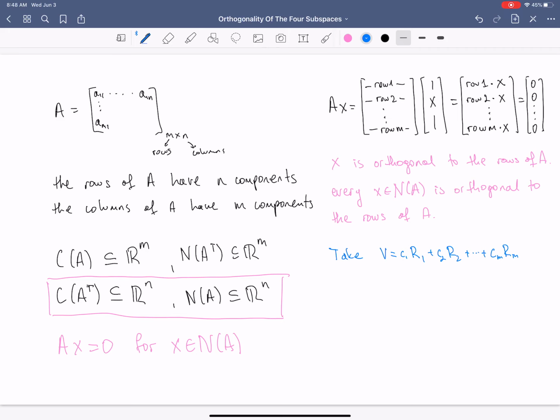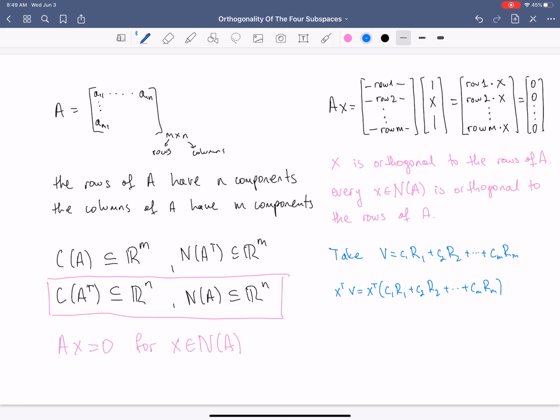So I'm just taking any linear combination because I have not specified what C1, C2, all the way to Cm need to be. So now I'm going to take the dot product of X and V. So that is X transpose V. I could take V transpose times X, but let's take X transpose times V. So that is X transpose times C1 R1 plus C2 R2 plus CM RM.